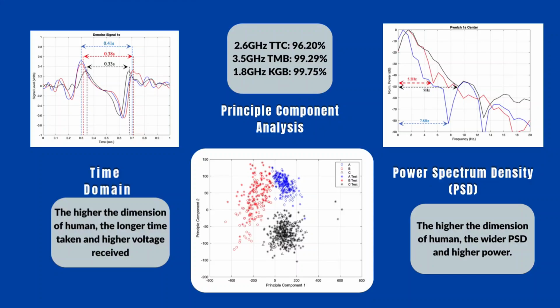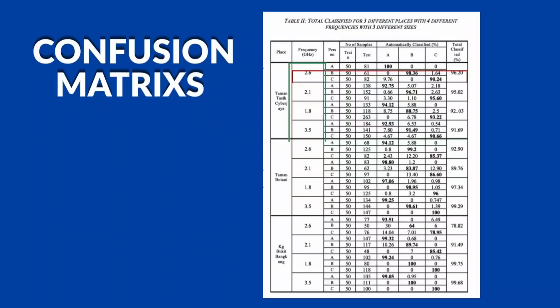The time domain shows that larger humans produce longer signal durations and higher voltage. The PSD shows wider spectra and higher power, while PCA achieved up to 99.75% classification accuracy. Overall, the proposed passive forward scatter radar can accurately distinguish different human body sizes.